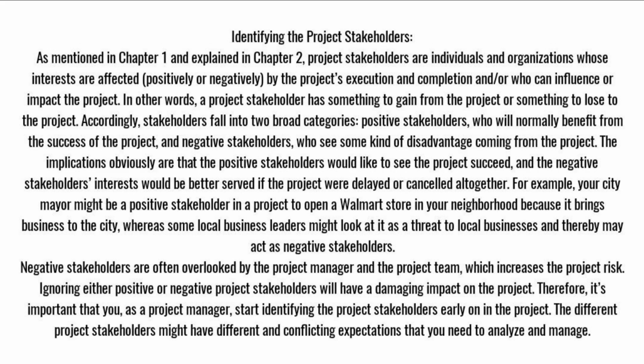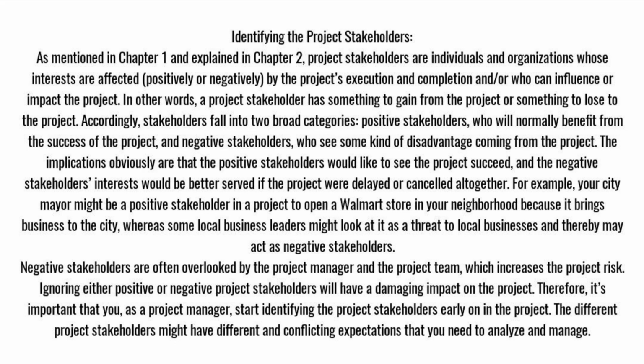Identifying the project stakeholders. As mentioned in Chapter 1 and explained in Chapter 2, project stakeholders are individuals and organizations whose interests are affected, positively or negatively, by the project's execution and completion and/or who can influence or impact the project. In other words, a project stakeholder has something to gain from the project or something to lose to the project. Accordingly, stakeholders fall into two broad categories: positive stakeholders, who will normally benefit from the success of the project, and negative stakeholders, who see some kind of disadvantage coming from the project.